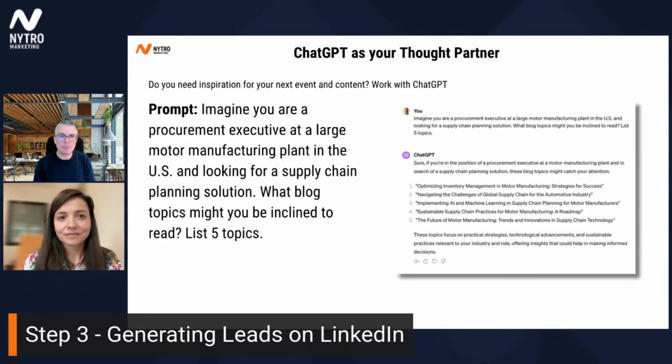So if you look at this prompt here, I'm telling ChatGPT to imagine that it is a procurement executive at a large motor manufacturing plant in the US, and that person is looking for a supply chain planning solution. What blog topic might you be inclined to read? List 5 topics. And immediately ChatGPT is giving me 5 blog ideas that would probably be of interest to that procurement executive. So that's just an idea to use AI to generate topics.